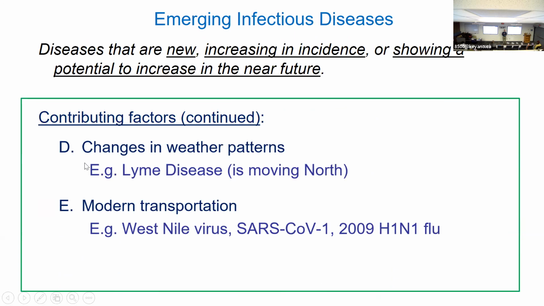And that's something that we're watching. Modern transportation, right? West Nile virus showed up in 1999 in New York City. It was in Canada by the year 2000, across Canada by 2002, right? So how did it show up in New York City? Because this was something that came from Europe, Asia, Africa. We believe it came on an airplane.